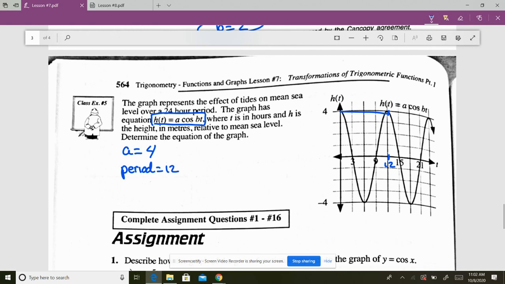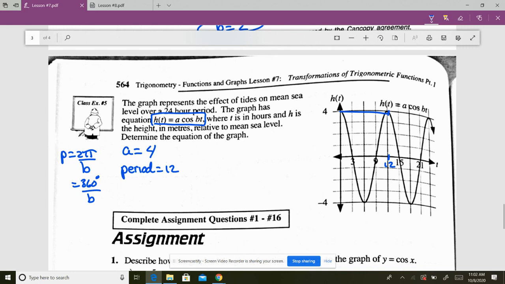Now, we need the b value. So this is where you have a choice. So remember we said that period is 2 pi over b, or it's 360 over b. Which one of those do I want to use? Do I want to use the 2 pi, the rads, or do I want to use the degrees, 360? You want to use rads. Do you know why? There you go. That's it.